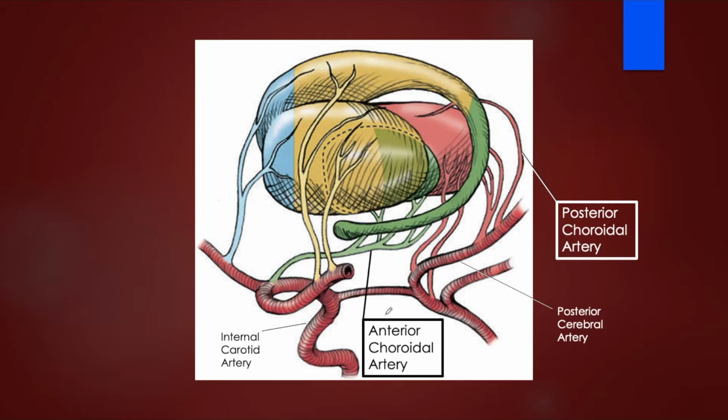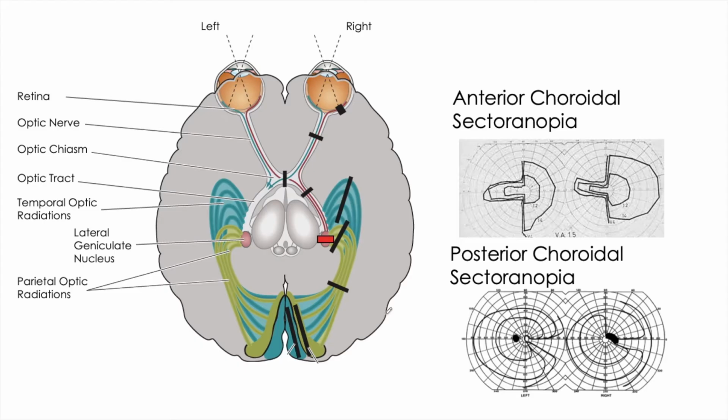The LGN is supplied by the anterior choroidal artery off of the internal carotid artery, and also the posterior choroidal artery off of the posterior cerebral artery. Because these supply different parts of the LGN, they produce binocular visual loss in patterns known as sectoranopia.